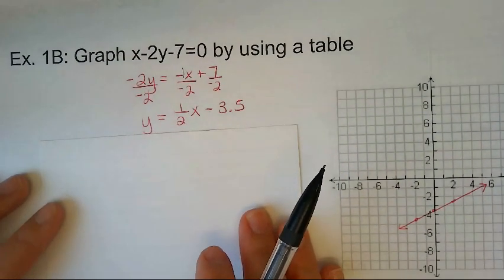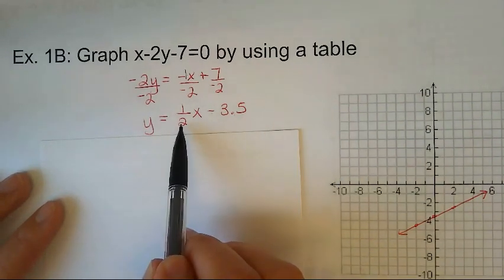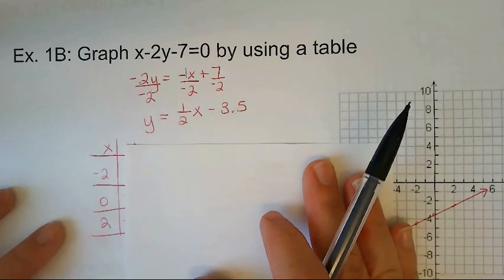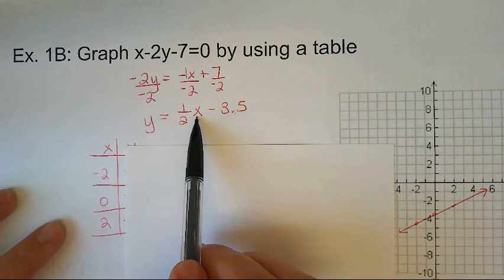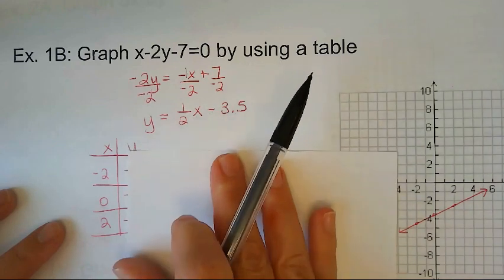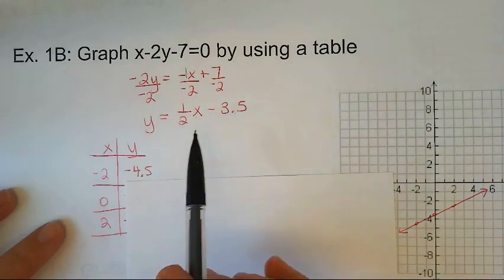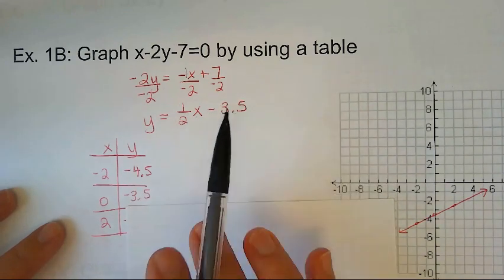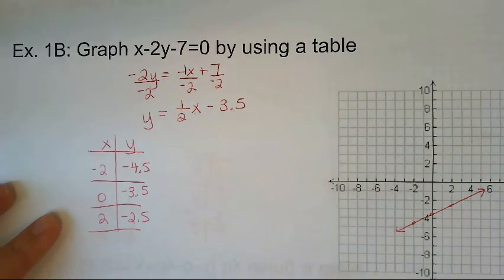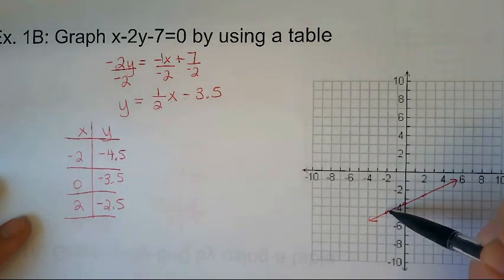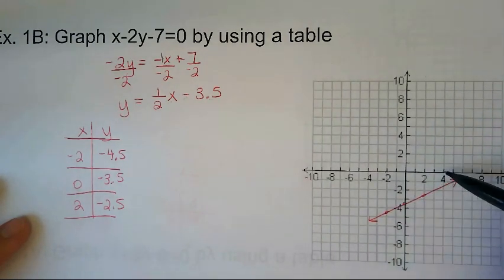Now what I'm going to do is come up with my table of values. So same as the last, use multiples so that they're matching that denominator. So that's why I would use -2, 0, and +2. And then you would want to plug them into the x value and find the answer. So 1/2 times -2 minus 3.5 would give me -4.5. Then plug in 0. So 1/2 times 0 minus 3.5 is -3.5. And then plug in +2. And then you'll come over here and you'll plot those points. So -2, -4.5, 0, -3.5, and then +2, -2.5, and draw your line.